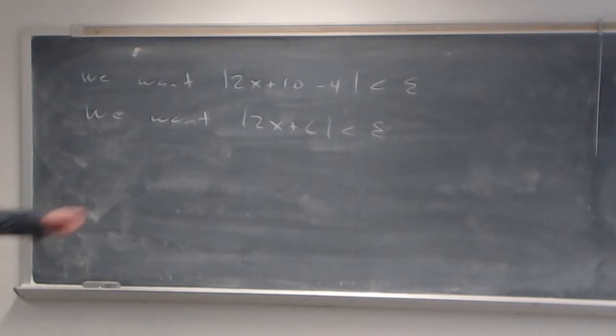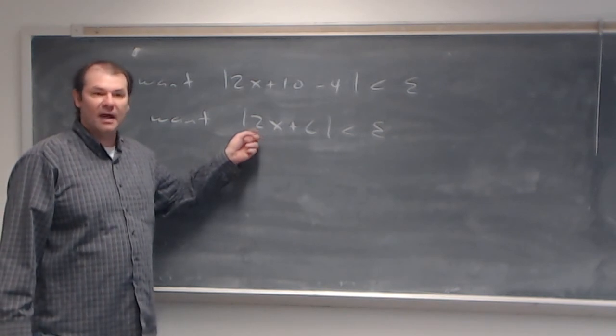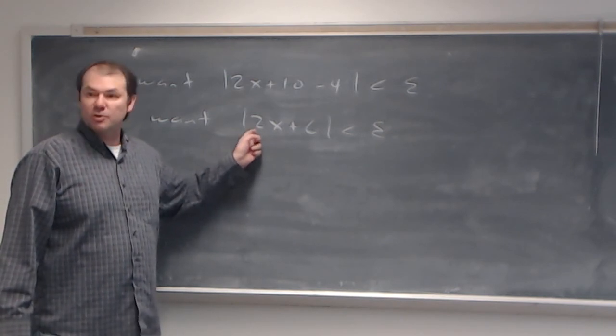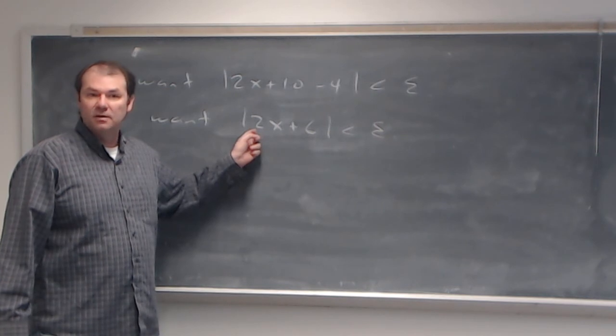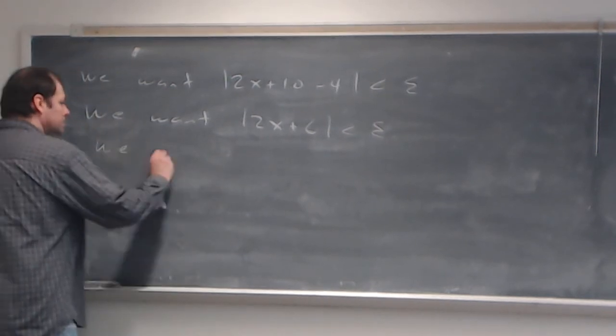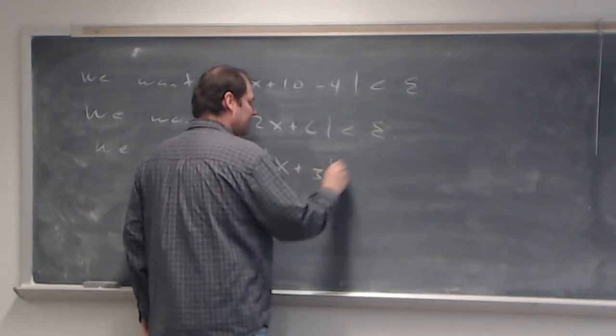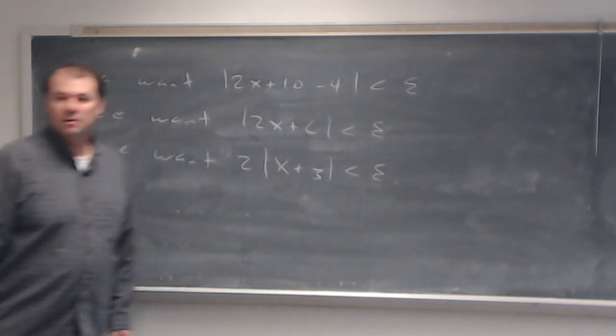That's what I get to control. Well, wait a minute. Looks like I can get x plus 3 inside absolute values out of this statement. I can relate what we want to what I can control, which is the absolute value of x plus 3. I get to pick the delta. So here, that means we want 2 times the absolute value of x plus 3 to be less than epsilon. What does that mean?